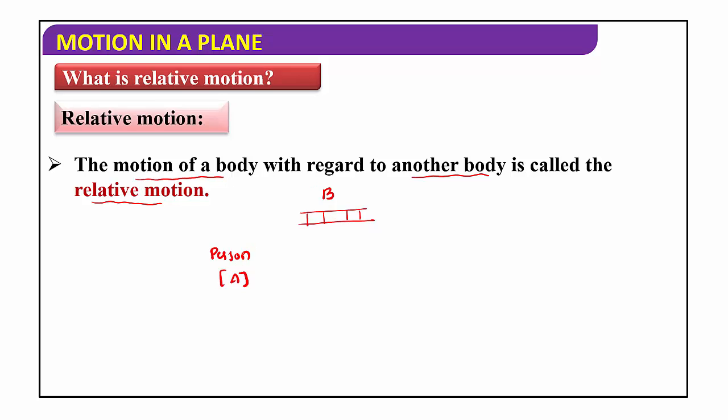For example, if this person is in the train, he is also inside the train. So for this person, how does it appear? The train and the person are at rest, because the person is already inside the train. He is going with the train. For this person it seems to be at rest. Right? When the same person is outside, sitting on a bench, when he is observing the train, for him it is moving. This is relative motion. The motion of a body with regard to another body is called relative motion.